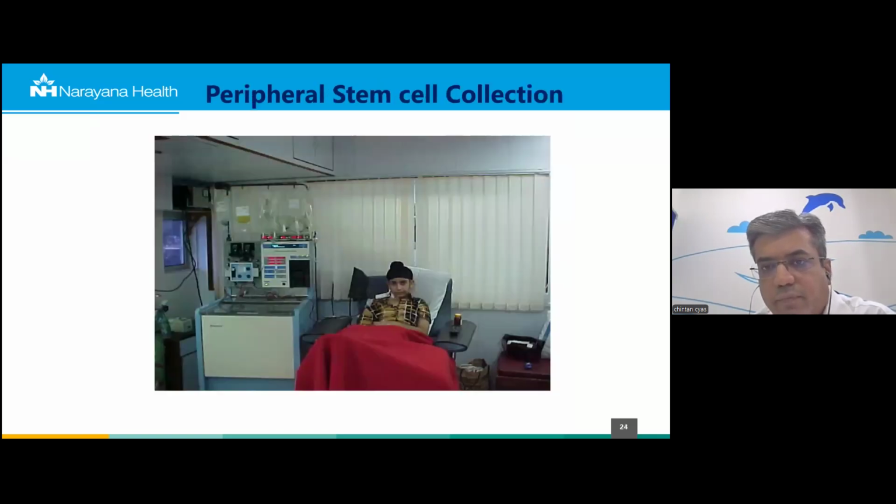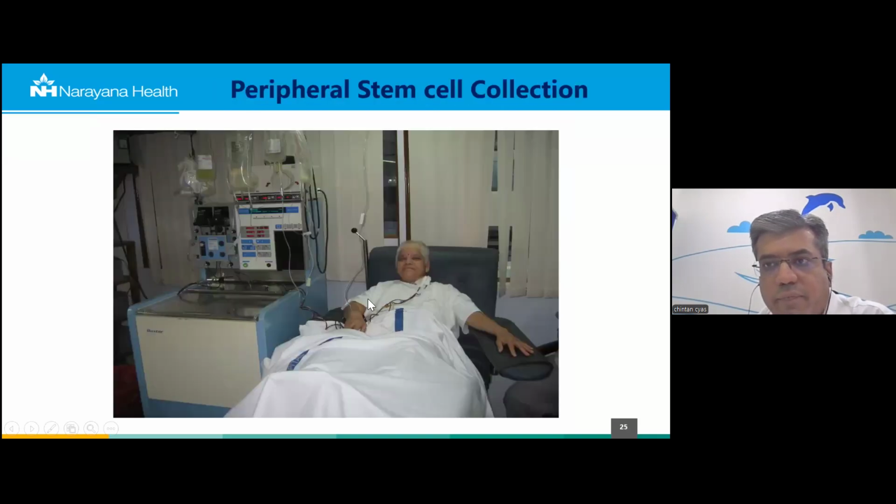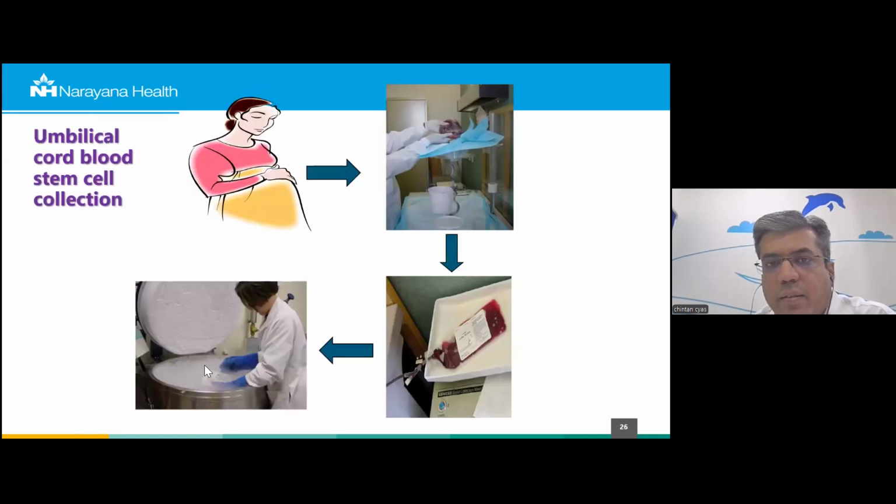The second is the easiest method, which is called peripheral blood stem cell collection, right? The child is just sitting on the couch and the blood is being collected in this machine, and then it gets separated into stem cells, and the remaining blood goes back to the child. The third one is cord blood. You can see this is a cord blood unit, and once this cord blood is taken out from the stored condition, we can use that as a stem cell source.